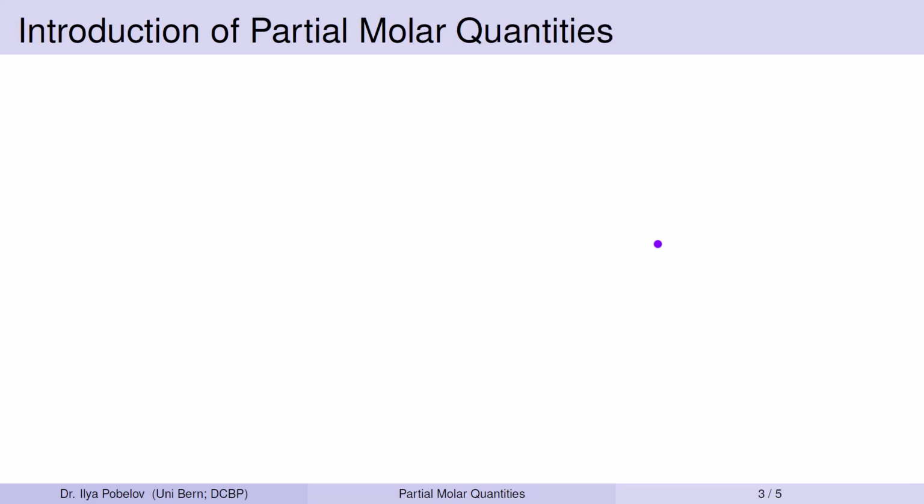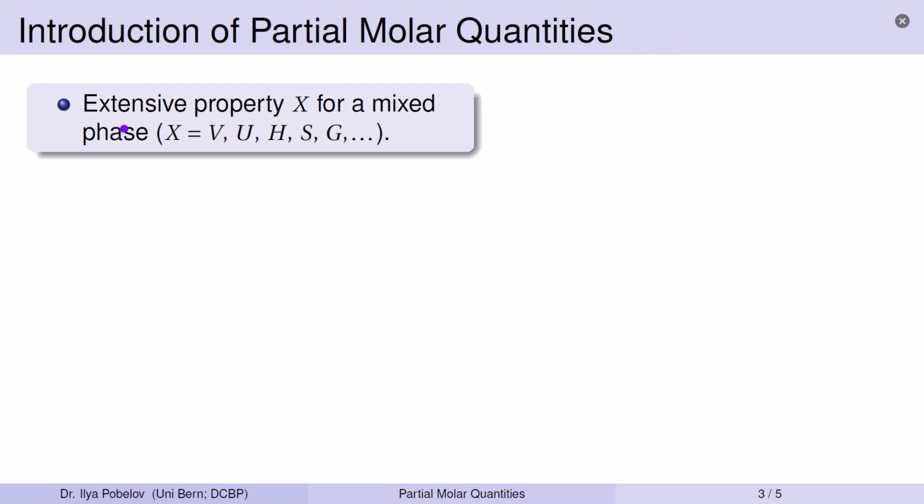To understand how properties change in a mixture, we introduce the concept of partial molar quantities. When considering an extensive property X for a mixed phase, such as volume, internal energy, enthalpy, entropy, or Gibbs energy, the total value of X is not just a straightforward sum of the values for each pure component.